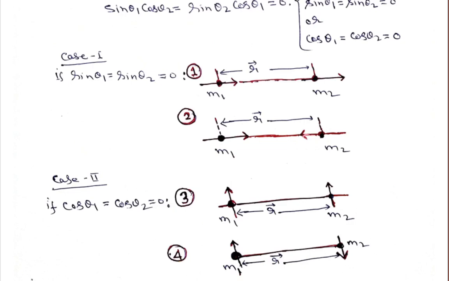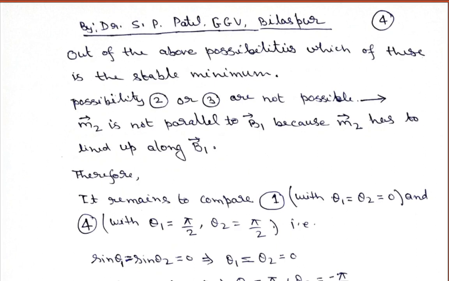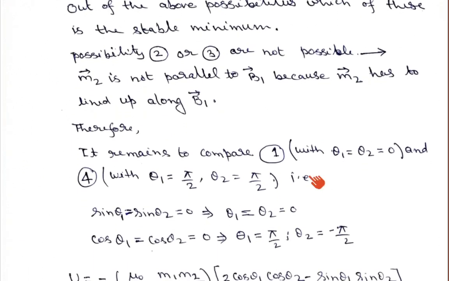So let us try to see the first and fourth possibility. It remains to compare the first, that is theta 1 and theta 2 equal to 0, and the fourth possibility, where theta 1 is equal to pi by 2 and theta 2 is equal to pi by 2. Consider sin theta 1 equal to sin theta 2 equal to 0, that gives theta 1 and theta 2 equal to 0, and cos theta 1 and cos theta 2 equal to 0, that gives theta 1 equal to pi by 2 and theta 2 equal to minus pi by 2.